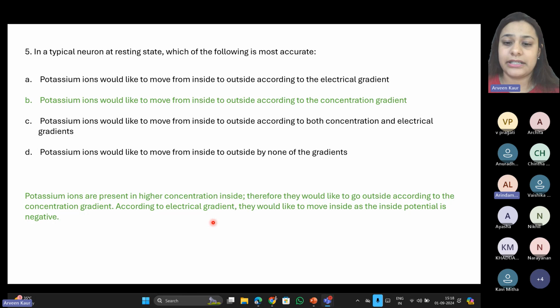According to the electrical gradient, however, they would like to move inside as the inside potential is negative, right? So according to the electrical gradient, if we think, then both the sodium and the potassium ions, all the positively charged ions, will follow this path from outside to inside, right? Because the resting membrane potential has a negative value inside. So this is going to be true with respect to the concentration gradient, right?